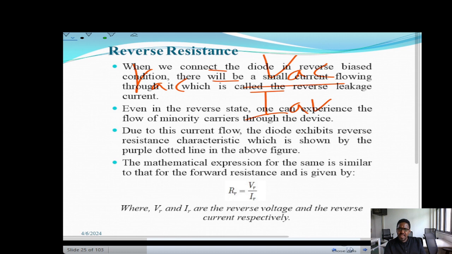The mathematical expression for the same is similar to that for the forward resistance and is given by reverse resistance equal to voltage reverse over current reverse. So by this expression we can define reverse resistance mathematically.